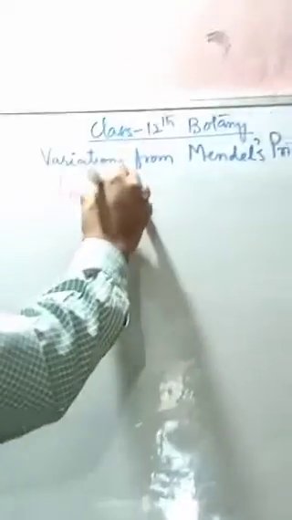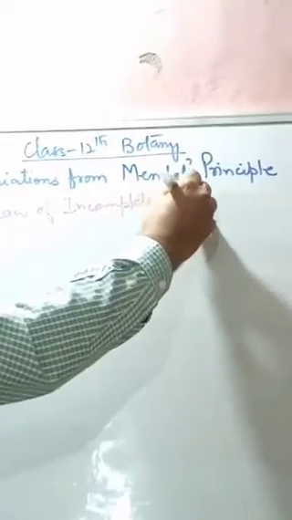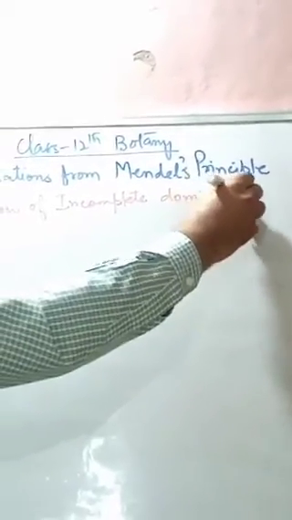Now first one is the law of incomplete dominance. This is the first variation. यहां पर हम क्या देखते हैं कि जो डोमिनेंट जीन है वो अपने आप को completely express नहीं करता, rather it does not express itself completely, but it is incomplete there. We will say it expresses itself incompletely.